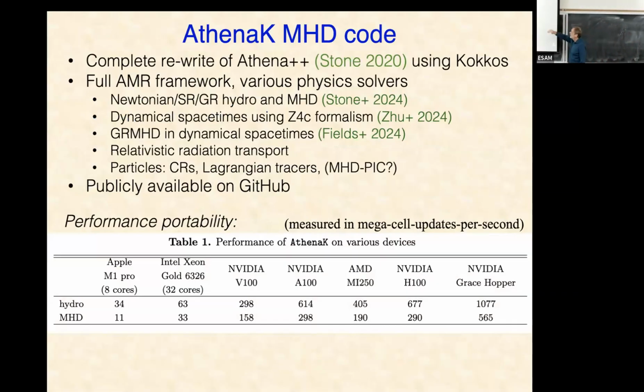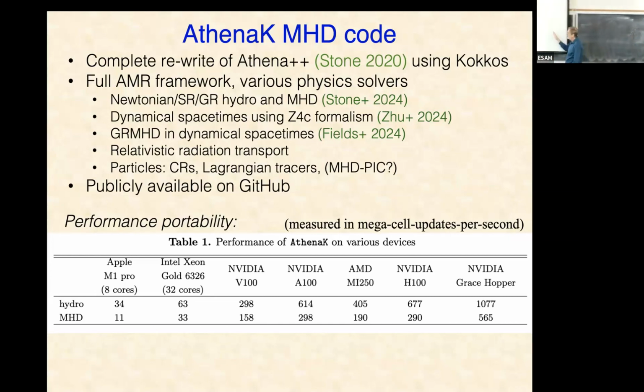And as I've shown you, it has these Newtonian, special relativistic, and GR hydro and MHD solvers. It has dynamical spacetimes for numerical relativity. Like I showed you, it has GR, MHD, and dynamical spacetimes for doing compact object mergers, relativistic radiation transport, like I was mentioning, particles, and so on. It's all publicly available on GitHub and it's all free for anybody to use.